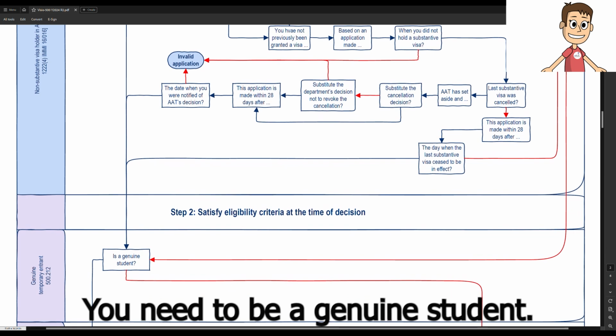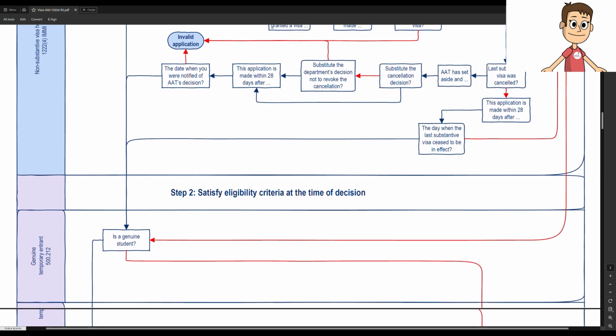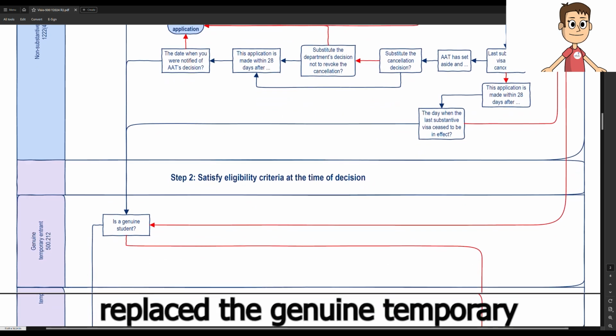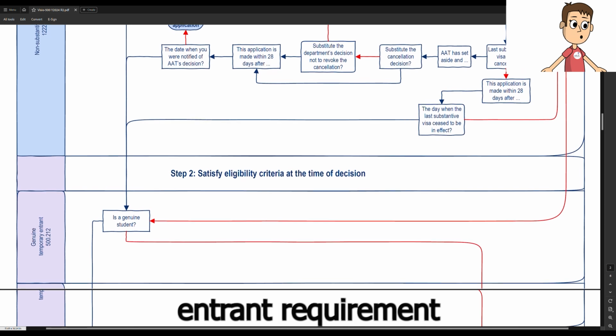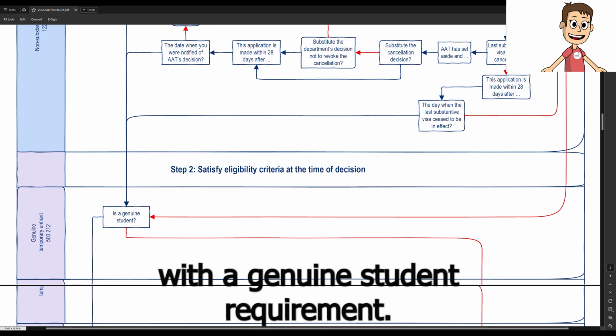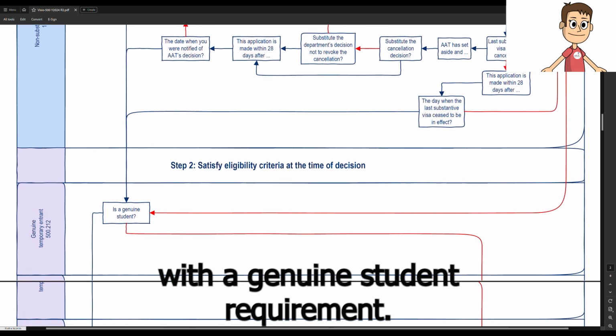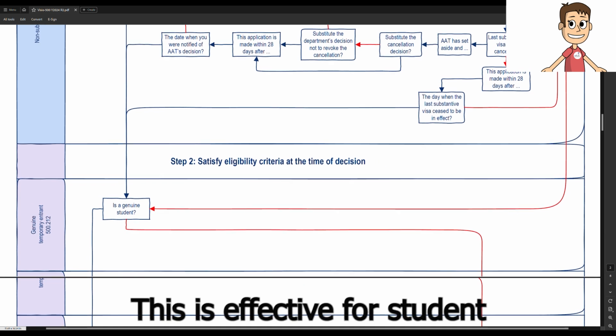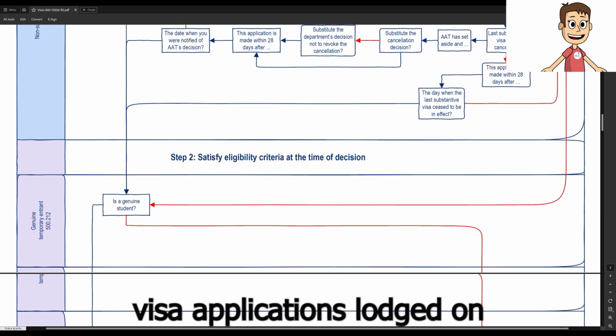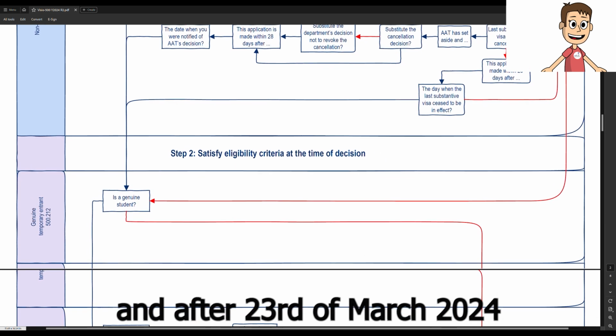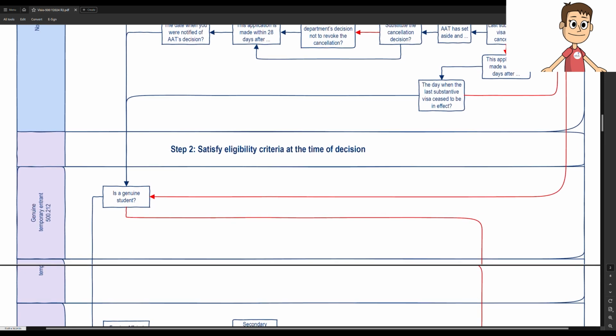You need to be a genuine student. The Australian government has replaced the genuine temporary entrant requirement for student visas with a genuine student requirement. This is effective for student visa applications lodged on and after 23 March 2024.